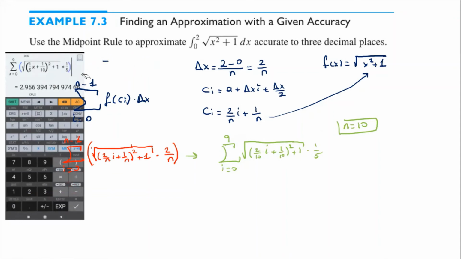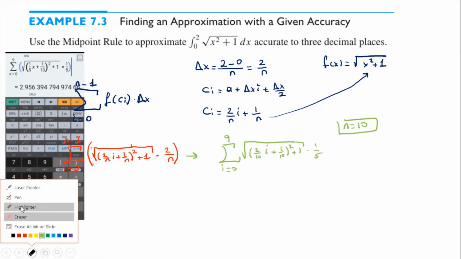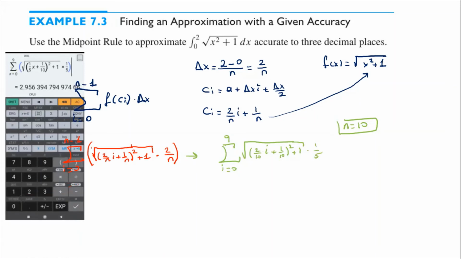But in the scientific calculator, you must have sigma notation, okay? So you see 0 to 9. Instead of i, you're gonna type x. Don't forget, 2 over 10 is 1 over 5, then 1 over 10, squared, plus 1, times 1 over 5. Don't forget to put these two brackets. Some calculators give a wrong answer if this 1 over 5 is out of the bracket. So we got the answer, which is 2.956.